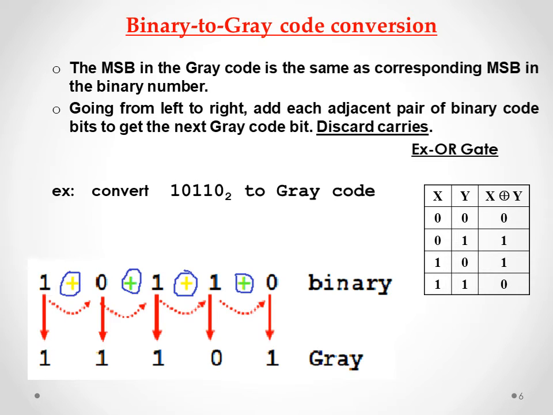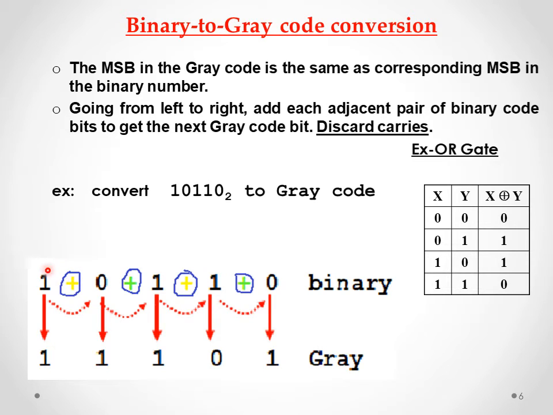So the MSB of gray code and binary code is the same. Then going from left to right, add each adjacent pair of binary code bits to get the next gray code bit. Then discard the carries. So first we have to exclusive OR the adjacent bits.